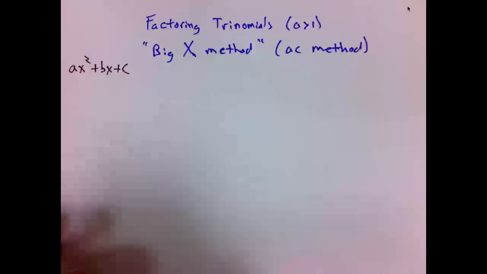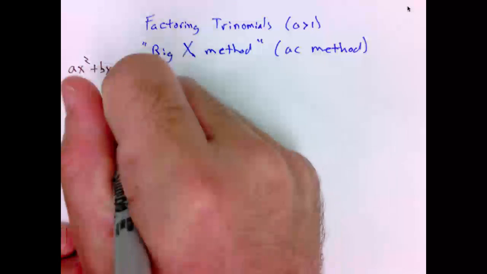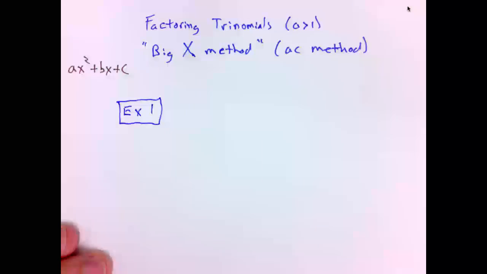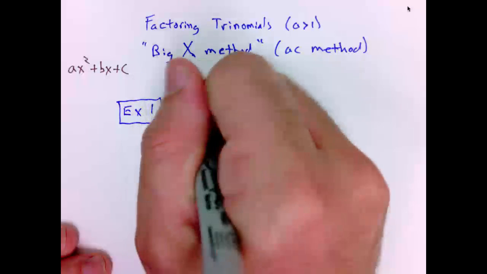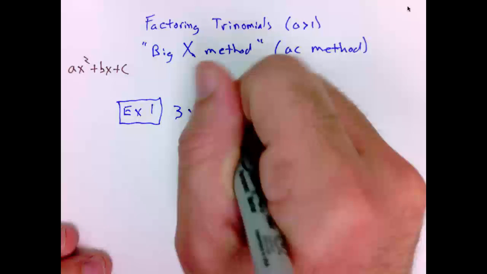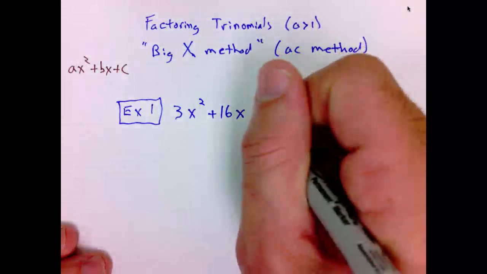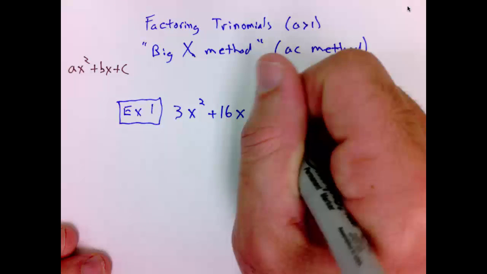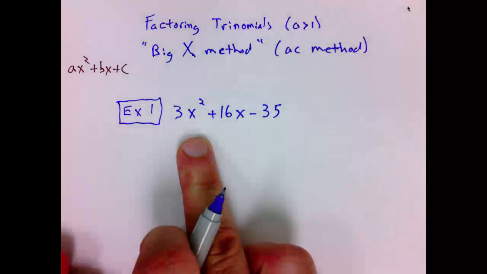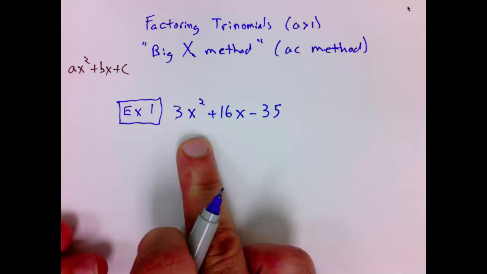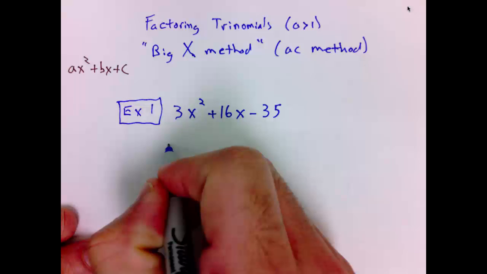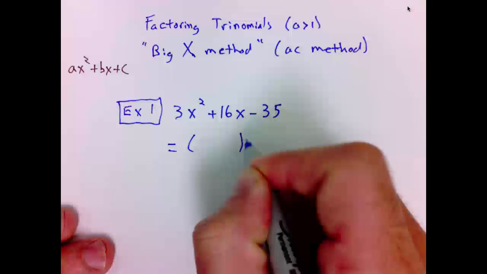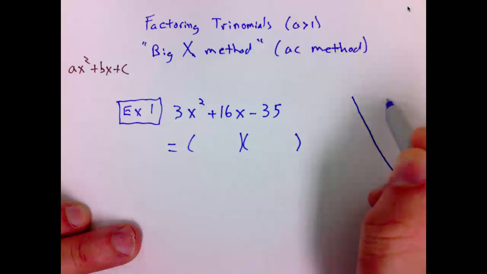Let's say you have the expression 3x squared plus 16x minus 35. And we want to factor this trinomial. Okay, we know it's going to break down into two binomial factors. And we come off to the side to our scratch paper and we draw our big X.